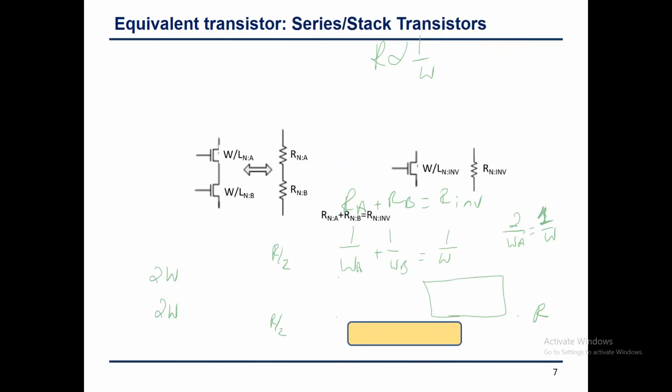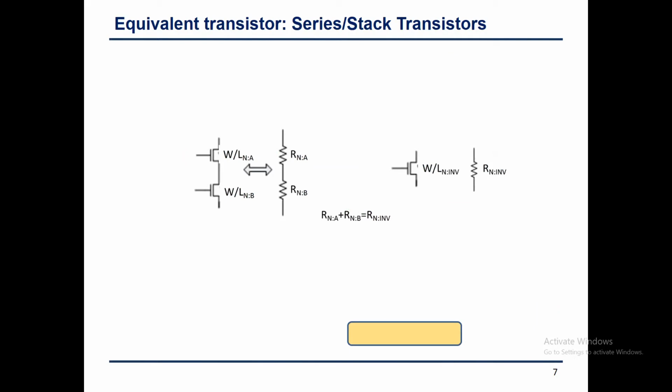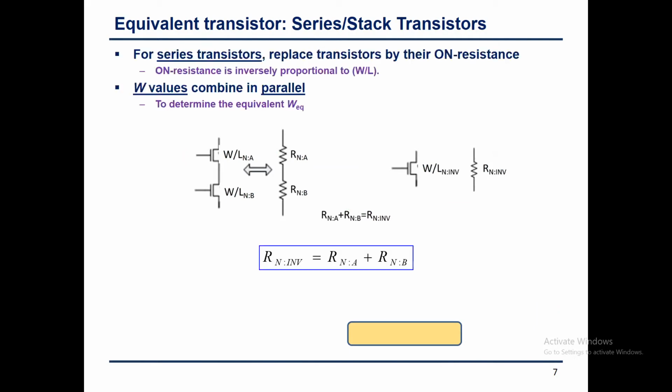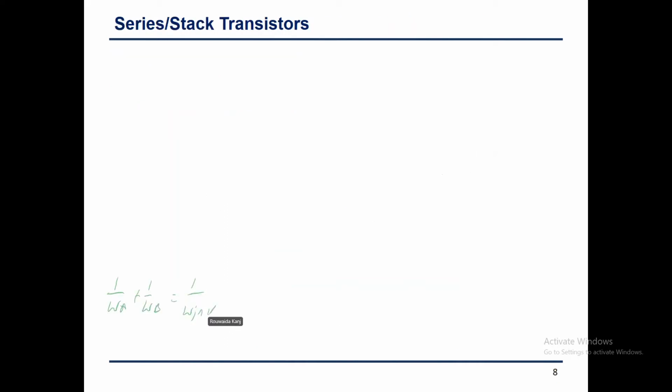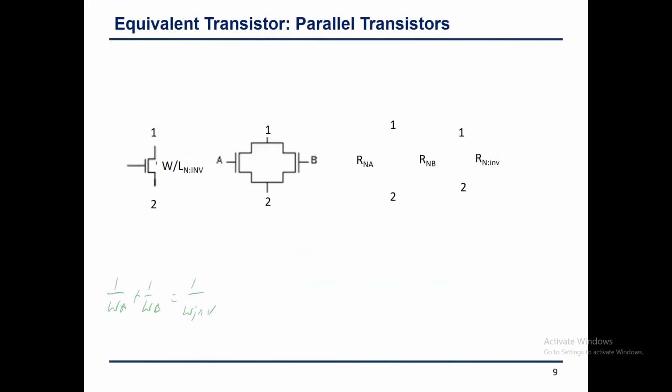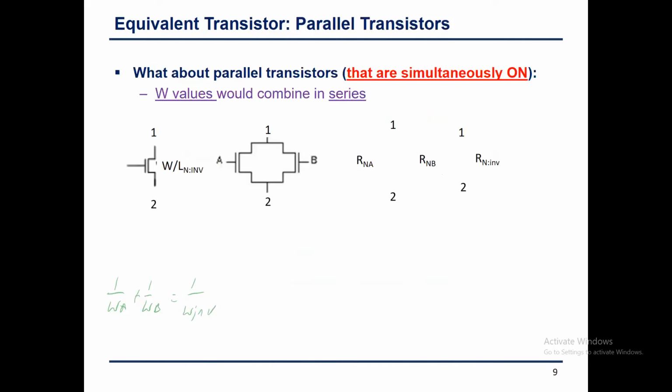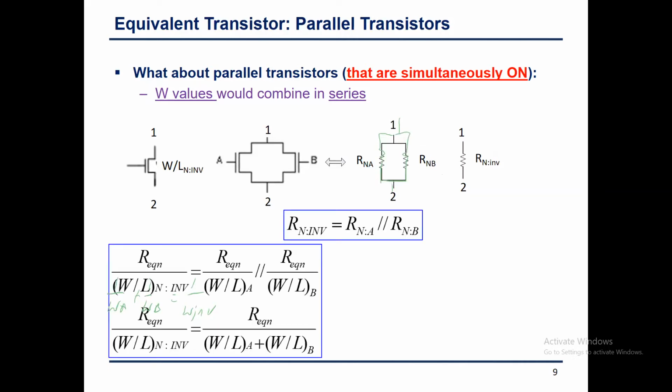So if I have transistors in series, it is equivalent to their W's being in parallel, meaning 1 over WA plus 1 over WB is equal to 1 over W of the inverter. The same thing applies the other way around: if I have parallel transistors, I actually have resistors in parallel. Okay, so their width will be added up, their effective width will be added up. Therefore the effective W is the sum.